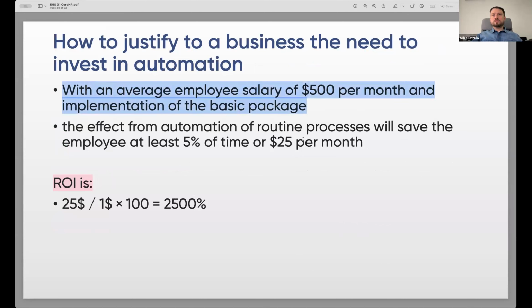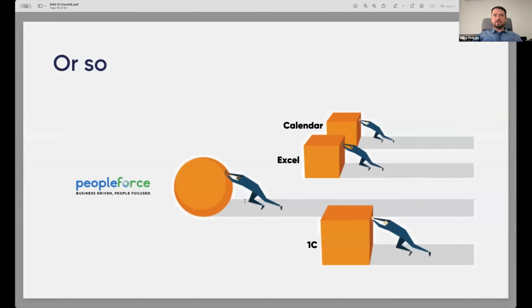The effect from automation of routine process will save the employee at least 5% of time, which with $500 per month would be $25 per month. So ROI would be $25 divided by $1. Actually, $1 is what we pay for HR system, and by 100%, we have 2,500%, right? So it's very high ROI.